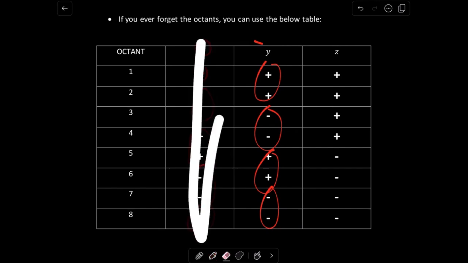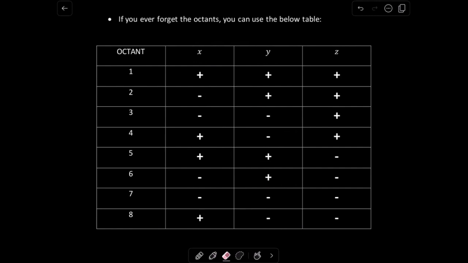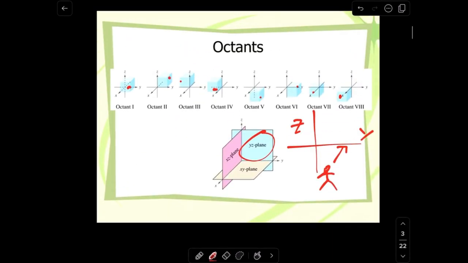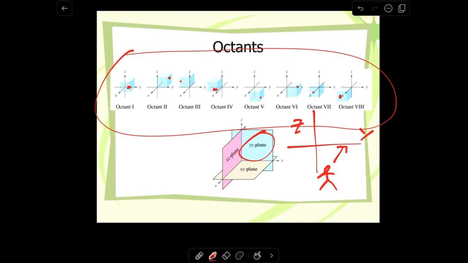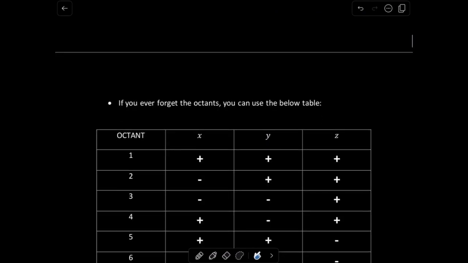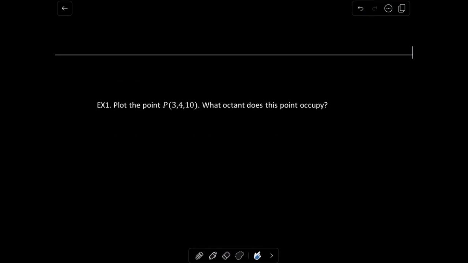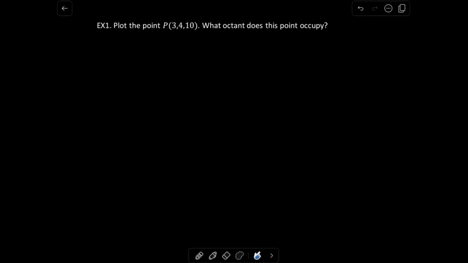So if you can remember this table, you're welcome to use it whenever you are supposed to plot it out. Otherwise, if you don't need the table, you can use these drawings. However, I personally prefer the table. All right, let's do exercise 1. Plot the point P, which has the coordinates 3, 4, and 10. Then I want you to identify what octant this point occupies.